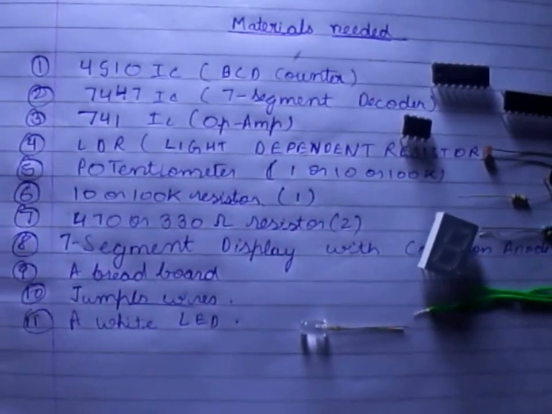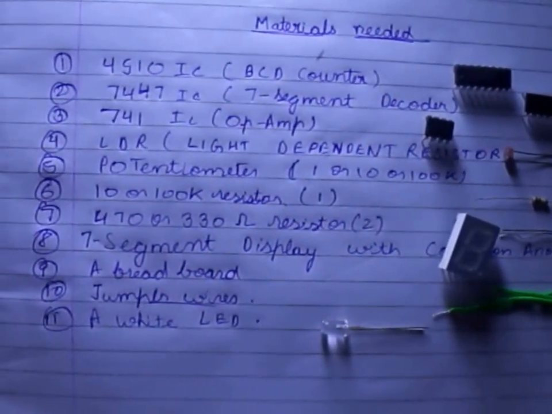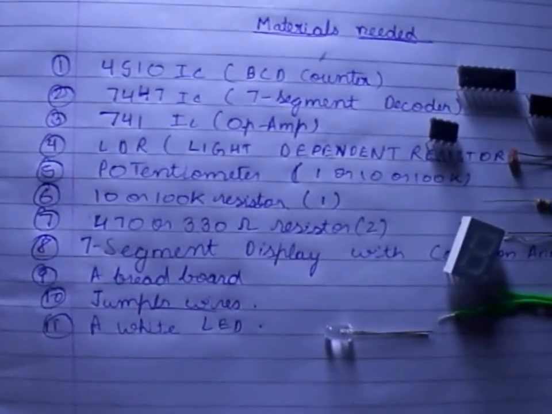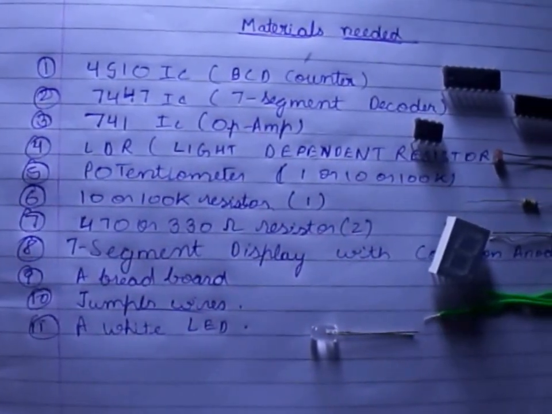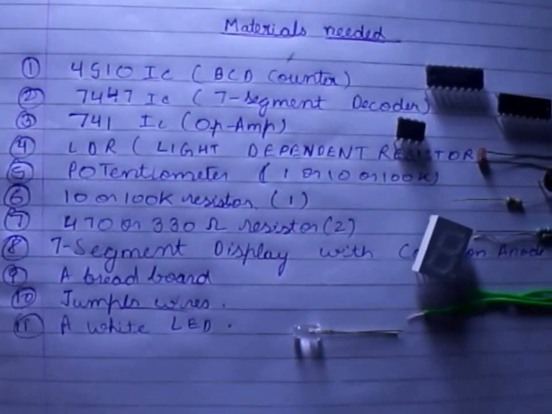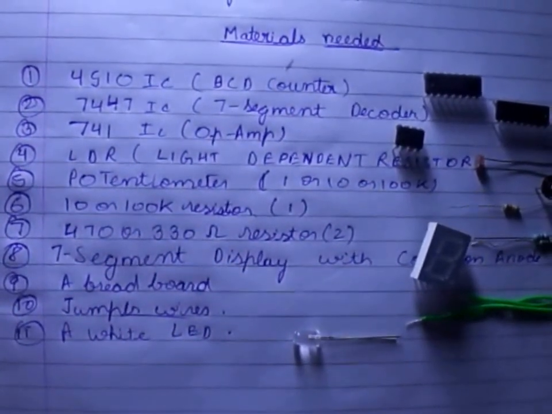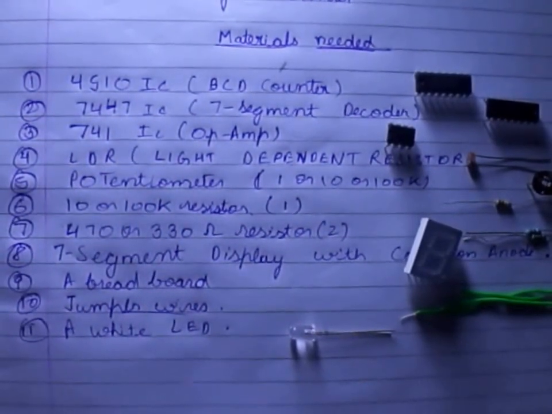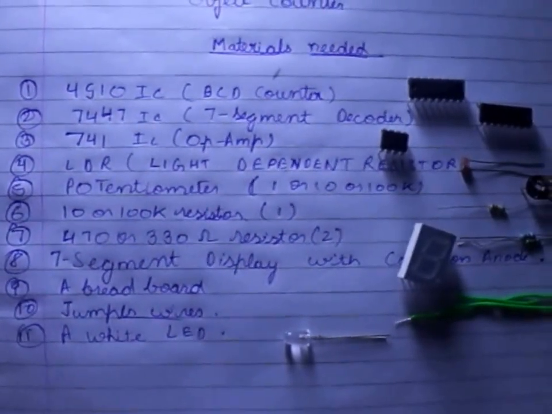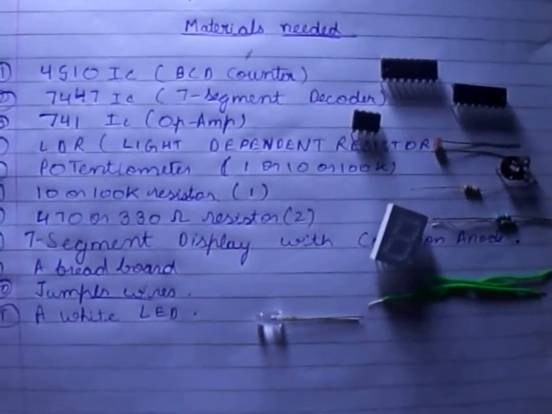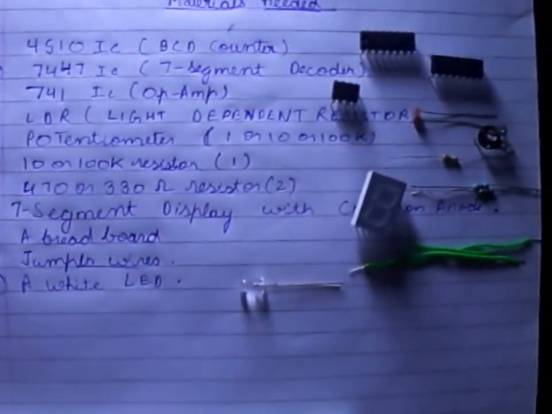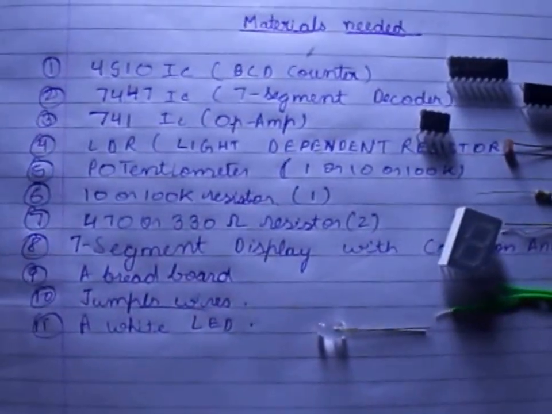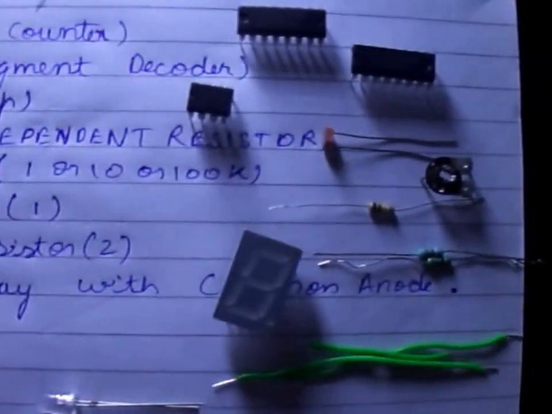Then there is a potentiometer. I have written 3 values, any one can be taken, but the 100K will be preferred because the potentiometer will be used as a potential divider to feed into the op-amp, that is 741. So 100K will consume the least power because very little current will be drawn if we use a 100K potentiometer. Then comes the resistor, that is a 10 or 100K kilo ohms resistor, that is this.